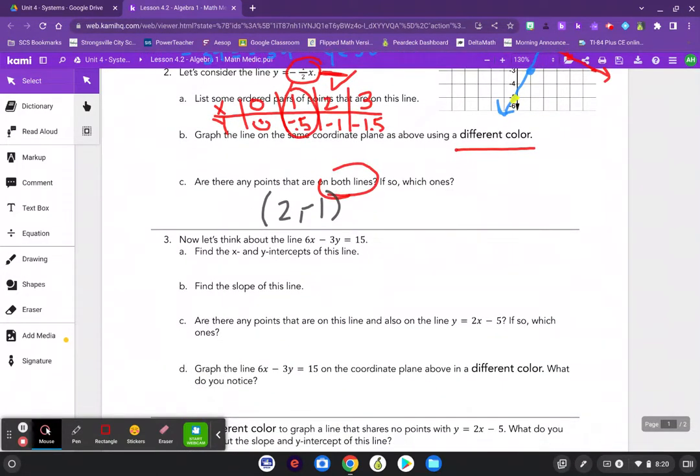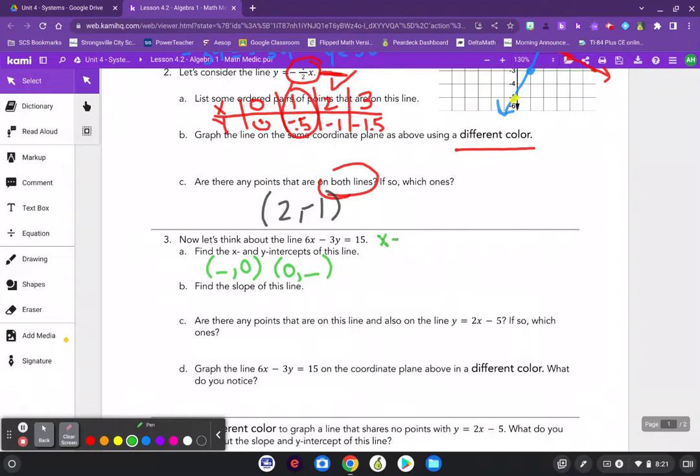It says, now let's think about the line 6x minus 3y equals 15. Find the x and y intercepts of this line. Okay, so an x-intercept, if you recall, looks like this. It's some number, comma, 0. So the y is always 0. And a y-intercept looks like this. It's 0, comma, some number. So x is always 0.